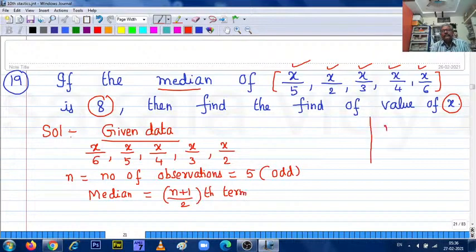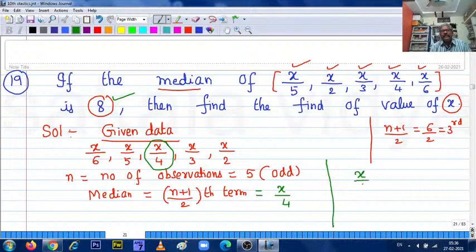So (n plus 1) by 2. N plus 1 by 2 means 5 plus 1 is 6, 6 by 2 is the third term. So the third term is the median, which is equal to x by 4. But the median is given as 8. So x by 4 equals 8. Cross multiply, x is equal to 4 into 8. So that is 32. This is the answer.